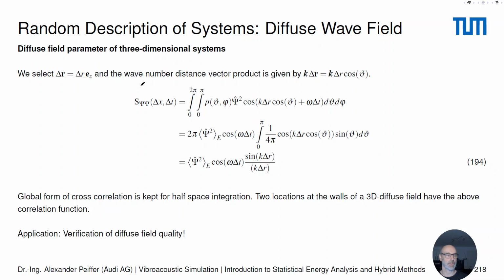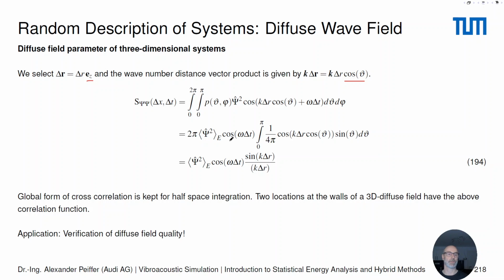Similar to two-dimensional, we select one specific direction without any loss of generality, and this is the z direction. That means that our distance vector k multiplied by the distance vector delta r can be expressed by this. So it's k multiplied by r cosine the azimuthal angle. So by choice of z we can neglect the azimuthal angle and just use the polar one.